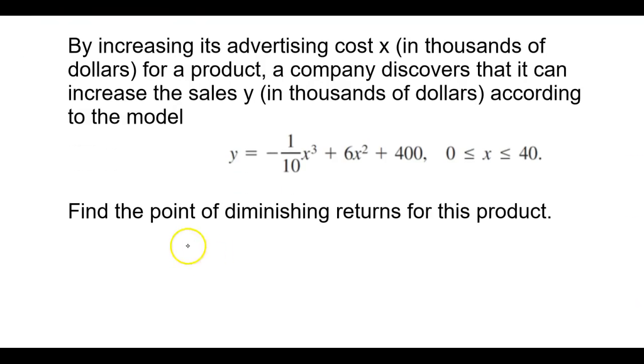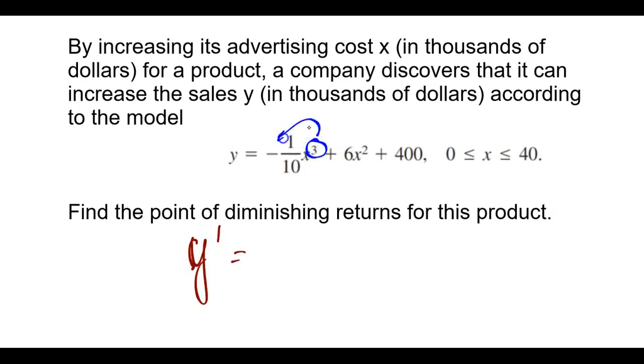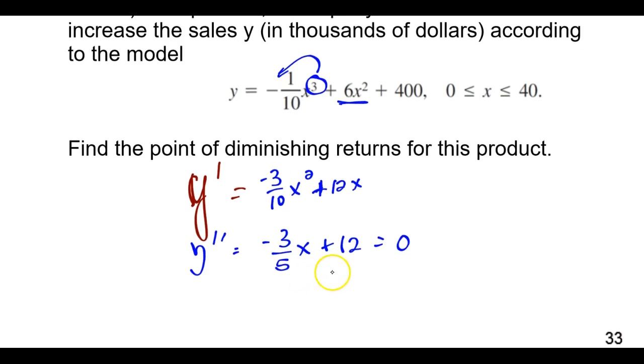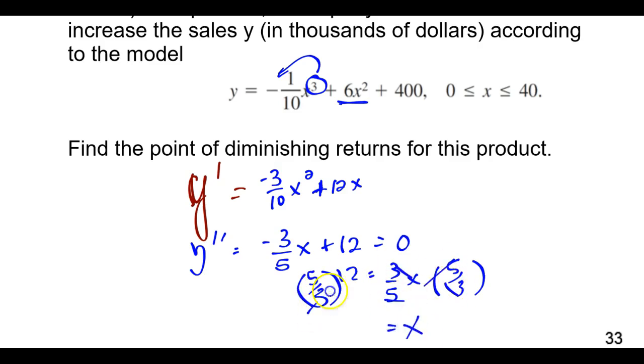Let's find the first derivative, y prime. So let's see, this 3 times the negative 1/10 is negative 3/10 x squared plus 12x for this guy. And then the second derivative is negative 3/5 x plus 12. I'm going to set that second derivative equal to 0 to find the critical value. So I'll say 12 equals 3/5 x, multiplied by 5/3 in order to cancel here and here, leaving just x, and I get 20.